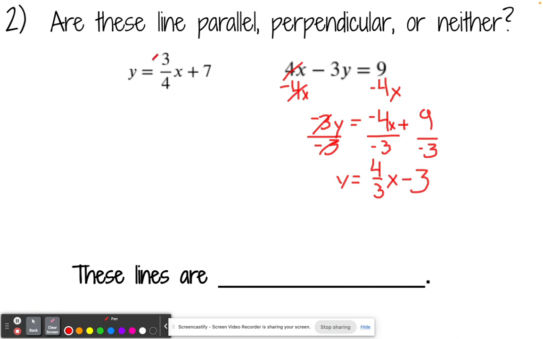So let's compare the slopes. Here I have 3/4, and it's positive. Here I have 4/3, so it is a reciprocal, but they are both positive, so it's not opposite. They're also not the same, so it's not parallel either. These are neither. It's not parallel, it is not perpendicular.